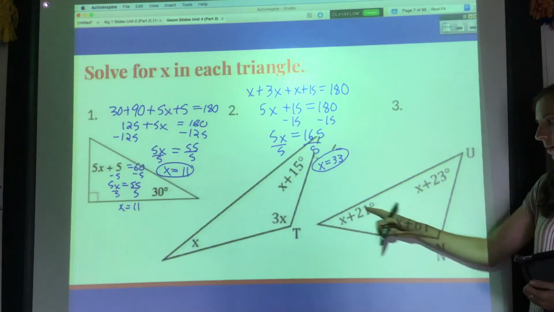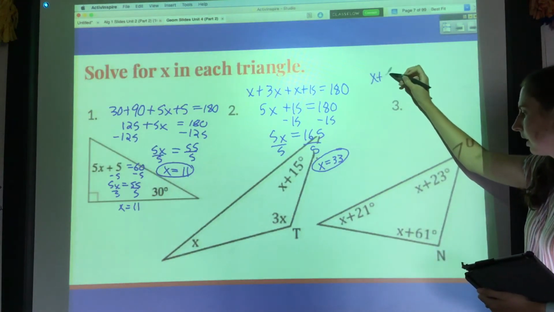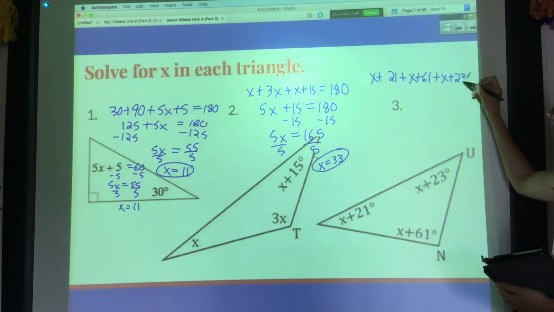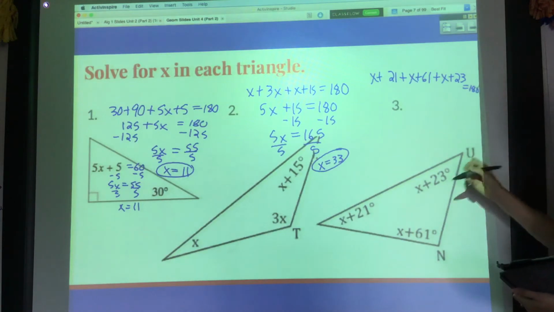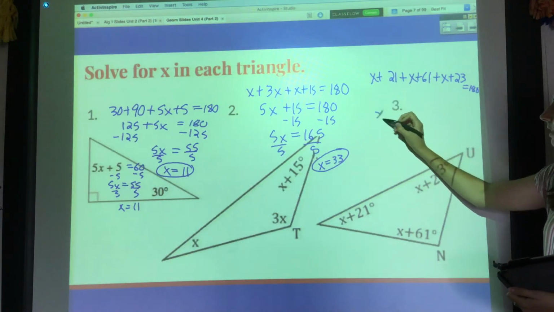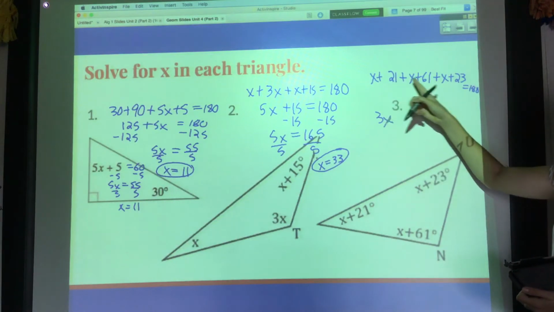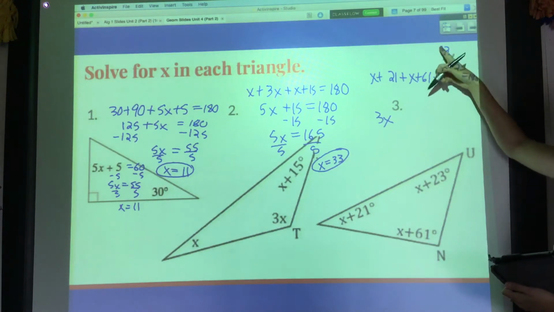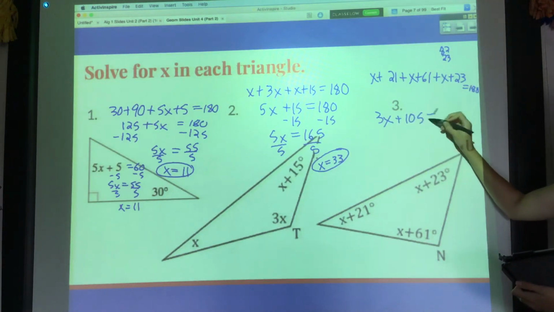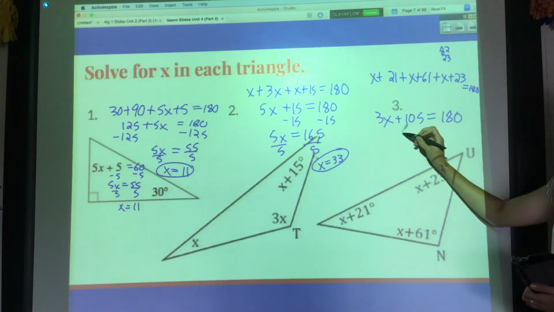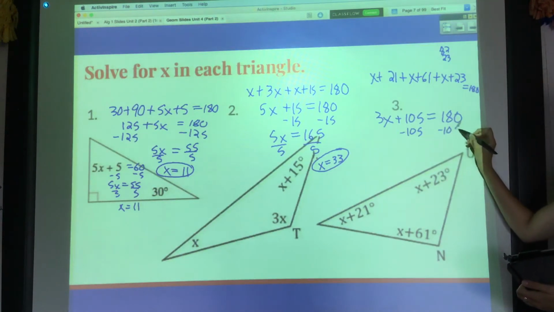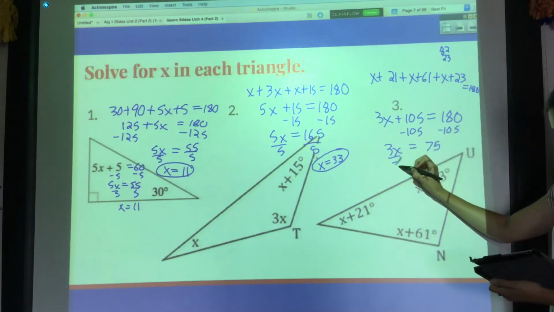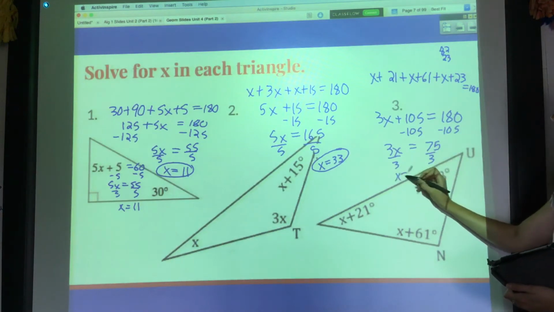On this one, again, add them up. They should all equal 180. So x plus 21 plus x plus 61 plus x plus 23 should all equal 180. That's 1, 2, 3 x's. And then 21 plus 61 is 82. 82 plus 23 is 105. Then subtract 105 from both sides. So 3x equals 75. Divide by 3, and we get 25.